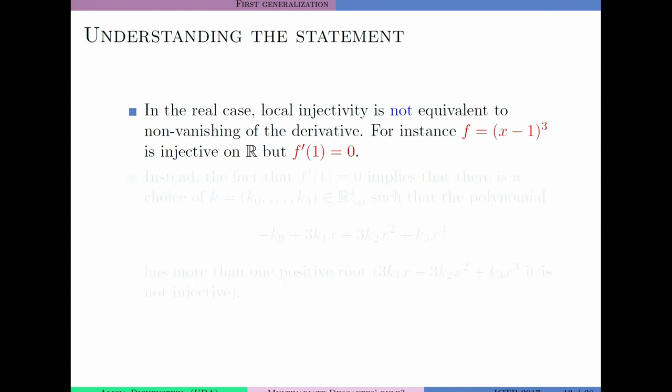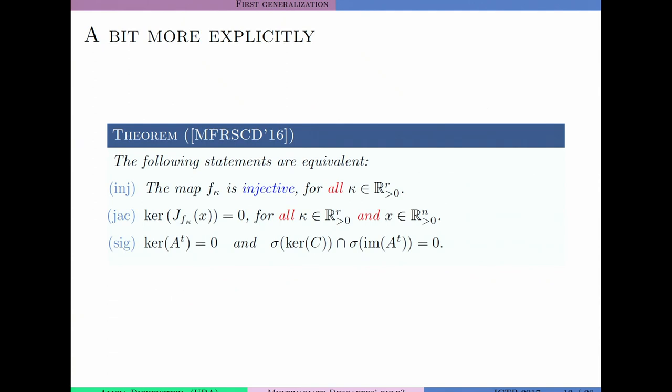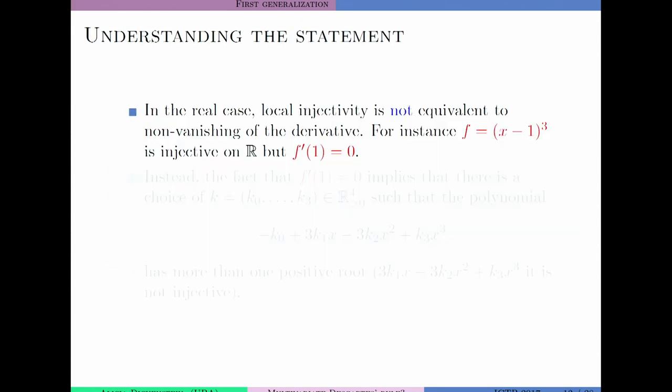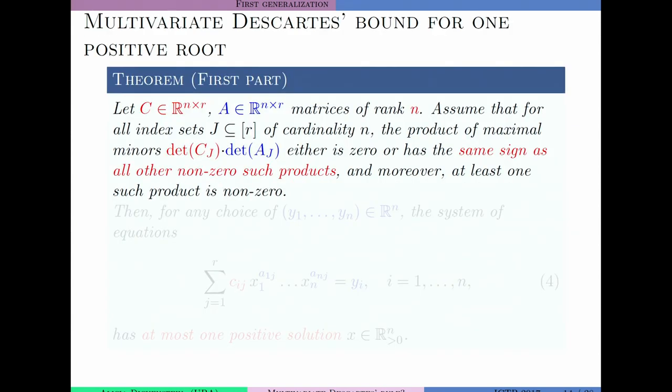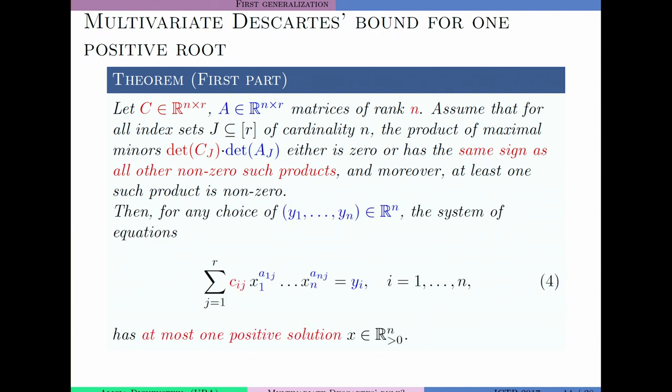But what is nice about this statement is that this is combinatorics; it somehow depends on the combinatorics or the linear algebra of the exponents and the coefficients. Okay, so from this we can deduce what I call the first part of Descartes' rule.